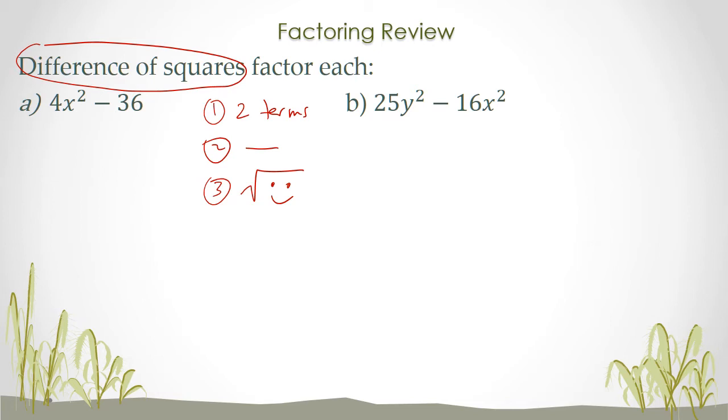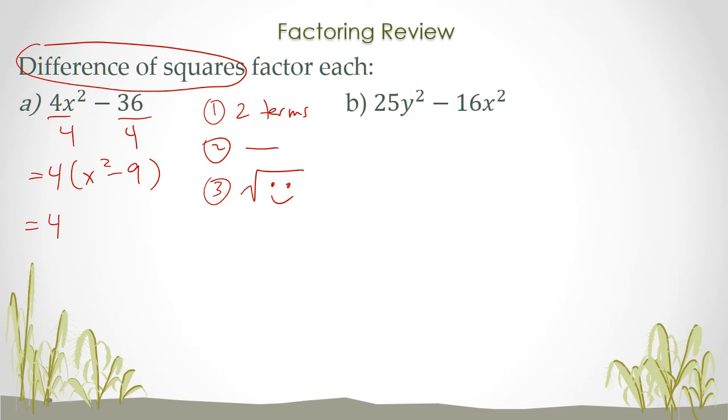What's the biggest number that goes into 4 and 36? 4. So divide everything by 4. And do they both have an x in them? No. So that's our common factor. And that leaves us with x squared minus 9. Now let's check our 3 look fors. 2 terms, check. Minus, check. Does x squared and 9 have a nice square root? Yes, they do. So we know we're doing difference of squares.